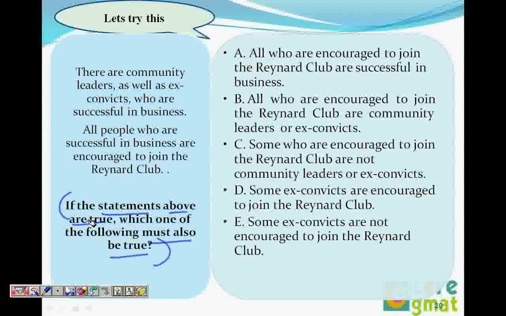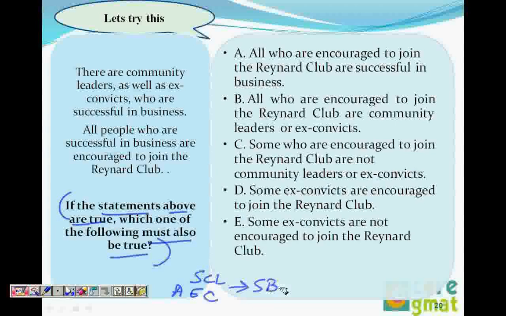Okay, so if we make the statements, we say there are, so that means some. There are, so some community leaders, and ex-convicts, are successful in business. And this would also be some ex-convicts. No, all ex-convicts. Yes, as well as ex-convicts. So they are successful in business.